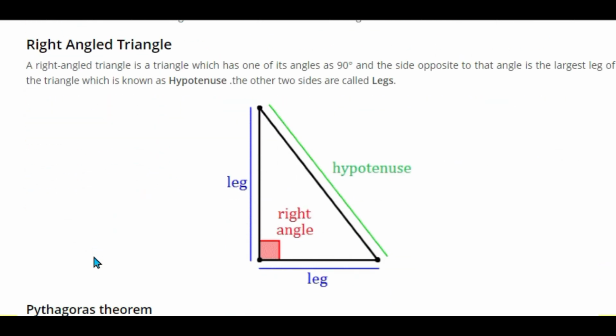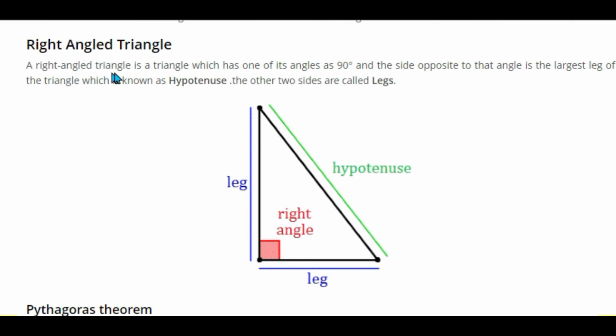Now, right angle triangle. So what is a right angle triangle? A right angle triangle is a triangle which has one of its angles as 90 degrees. A 90 degree angle means one 90 degree angle. So here we can see that there we have a 90-degree angle. These two are known as legs, and this is the hypotenuse. These legs are known as perpendicular and base.